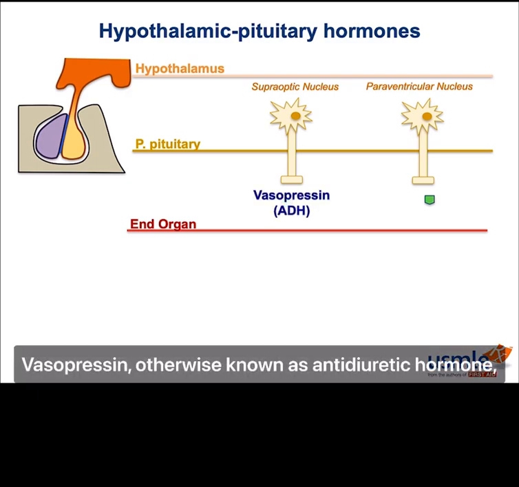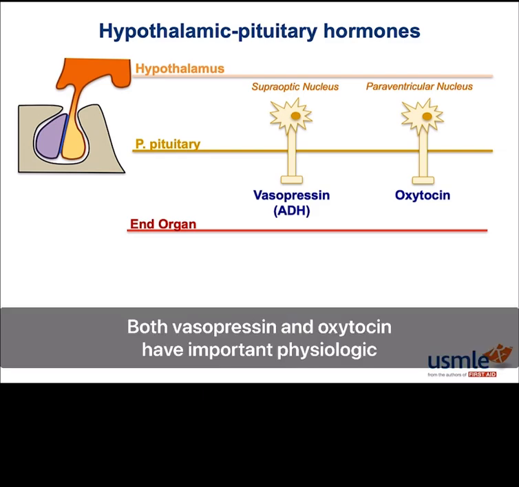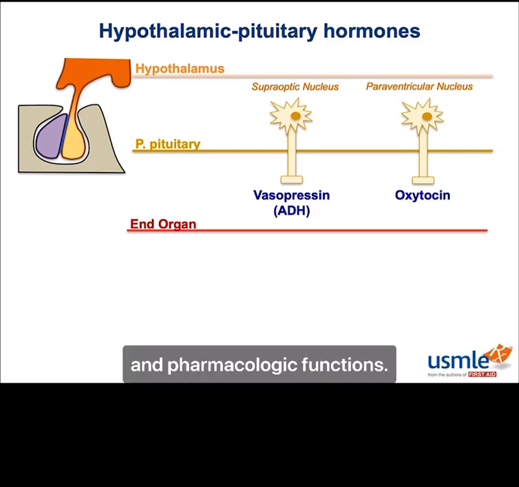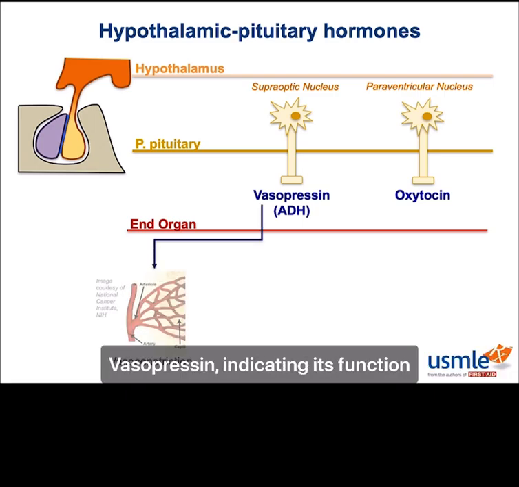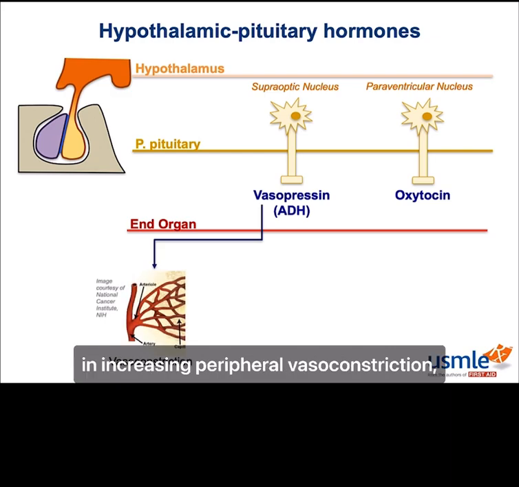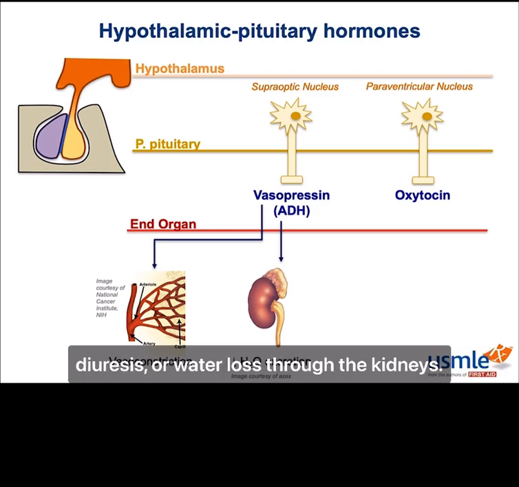Vasopressin, otherwise known as antidiuretic hormone, and oxytocin. Both vasopressin and oxytocin have important physiologic and pharmacologic functions. Vasopressin's two names indicate its two main functions: vasopressin, indicating its function in increasing peripheral vasoconstriction, and antidiuretic hormone, indicating that it prevents diuresis, or water loss, through the kidneys.